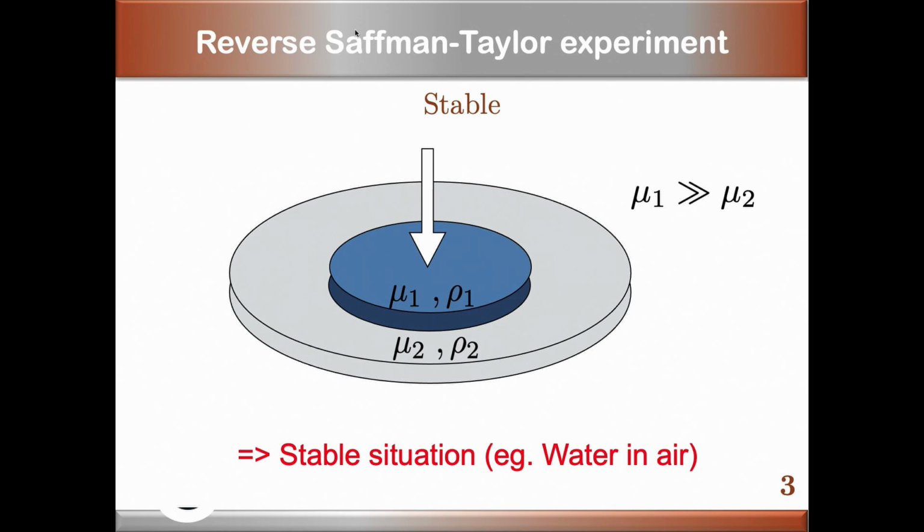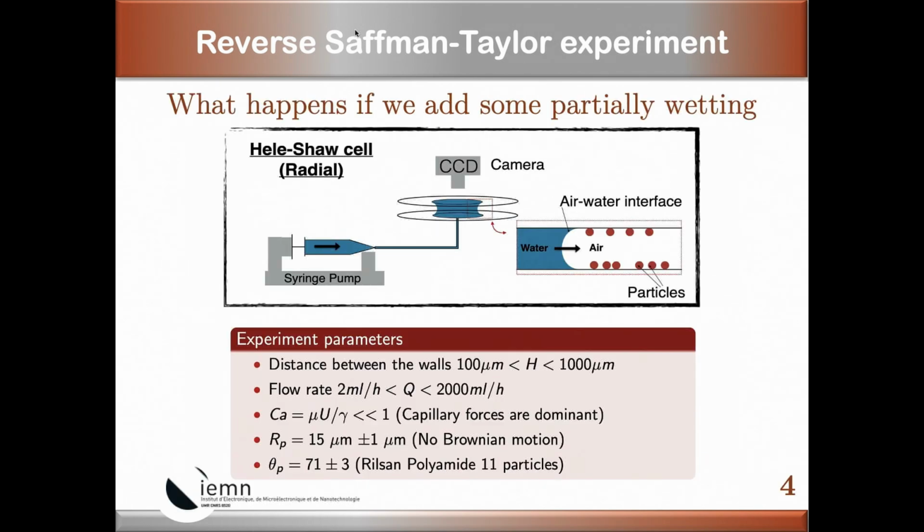But if you do the reverse experiment, where you pour a more viscous liquid into a less viscous liquid, then normally it should be stable. So if I take water and pour it into air, there shouldn't be any instability. But the question we were interested in is what happens if we add some partially wetting particles on the surface of the cylinder. The experiment is very simple.